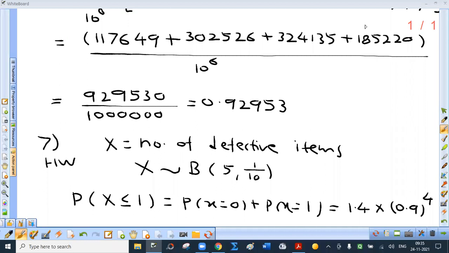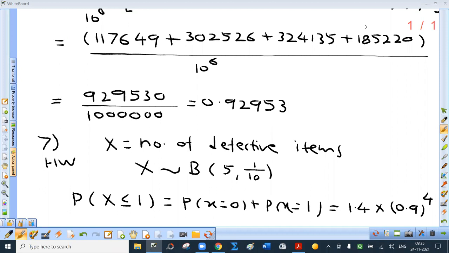Seventh is for homework. A lot of 100 items contains 10 defective items. 5 items are selected at random from the lot and sent to the retail store. What is the probability that the store will receive at the most one defective item? So this is for homework. You may define X as number of defective items. P is 10%. Why I'm saying 10%?